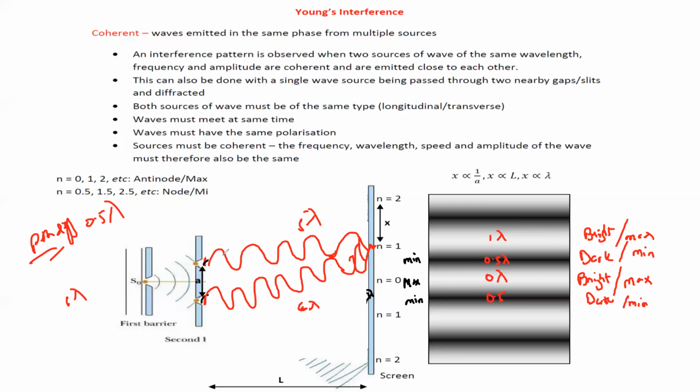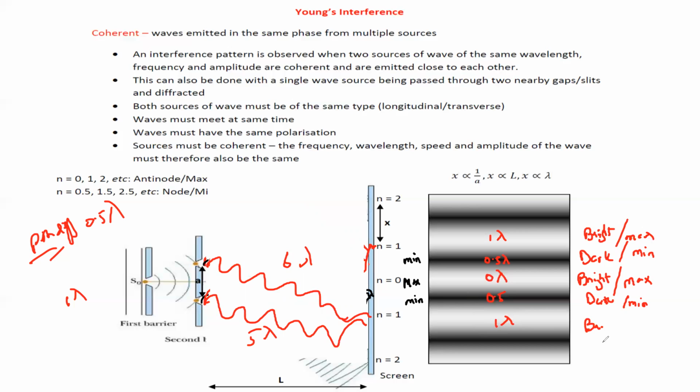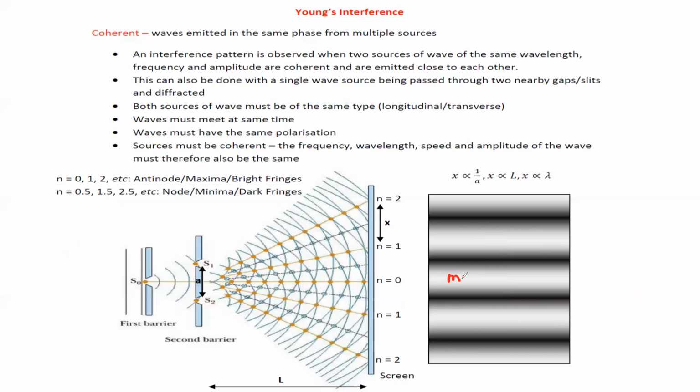And the same thing happens when the waves reach the bottom: 6 wavelengths and 5 wavelengths, the path difference is again 1 wavelength. So it will be a constructive interference, and we will observe a bright region. So it is an alternating pattern of dark and bright regions. The central one is always a maxima.